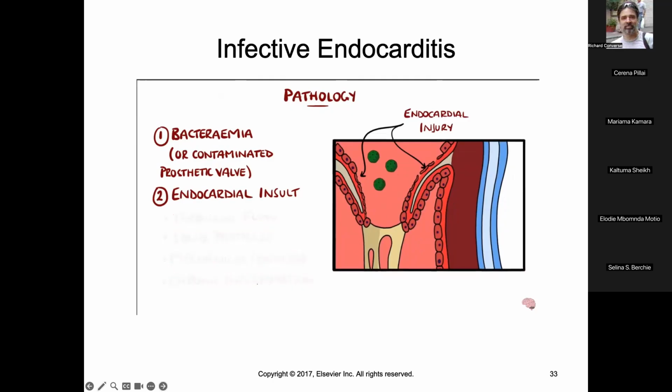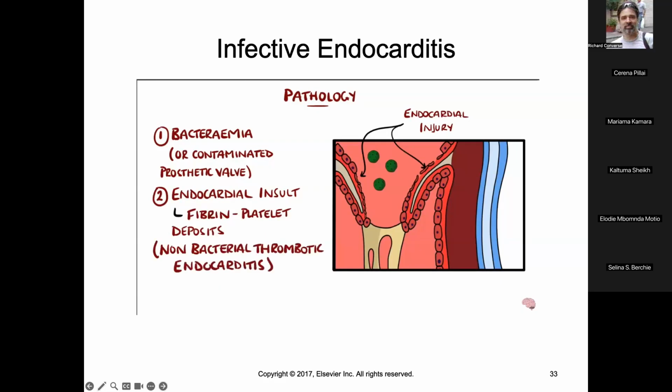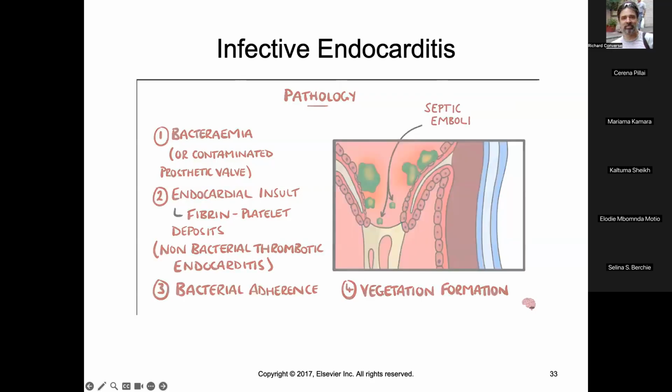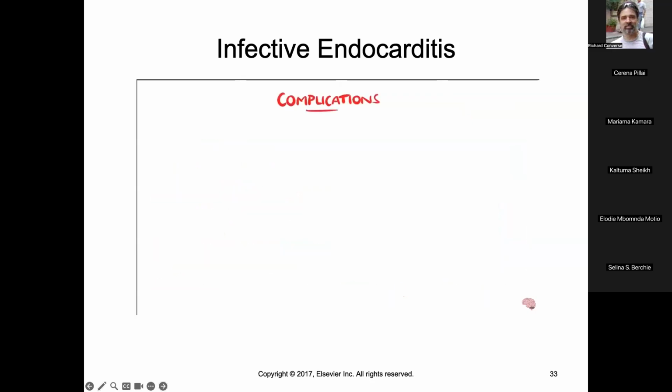This injury causes formation of fibrin platelet deposits, termed non-bacterial thrombotic endocarditis, to which bacteria are able to adhere and to proliferate, forming a vegetation that is then covered by a biofilm protecting it. Particles from the vegetation can also detach and travel along the bloodstream, forming septic emboli, and therefore can affect other organs. That brings us on to the complications.